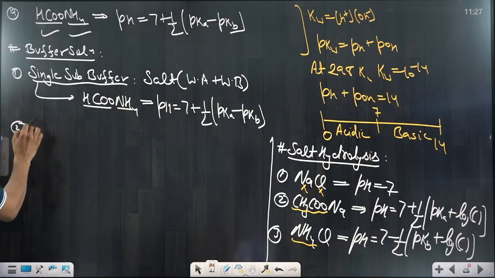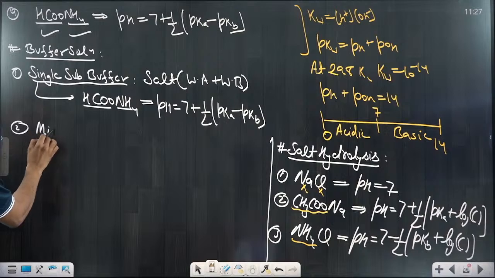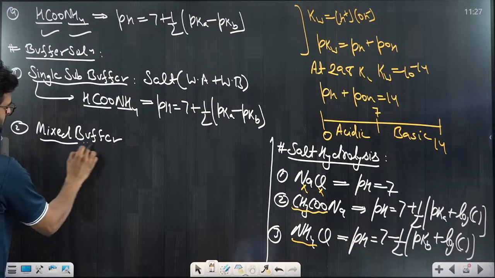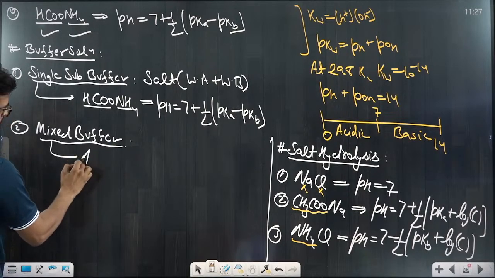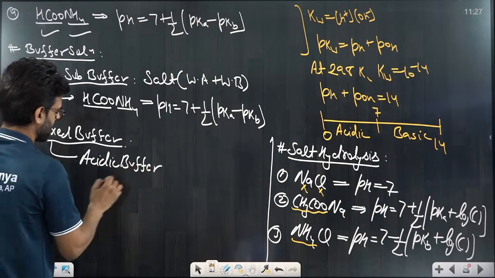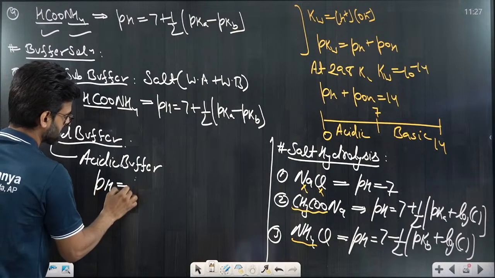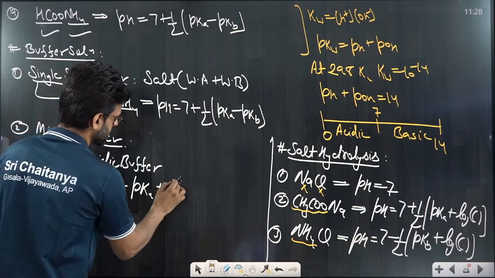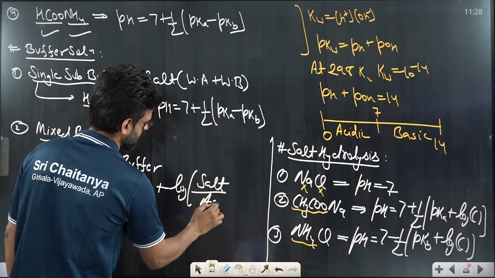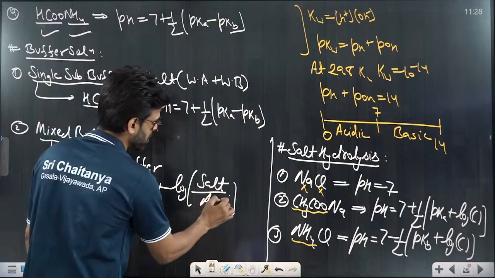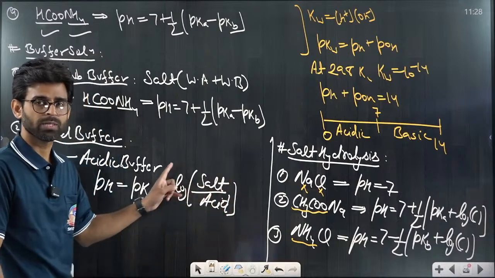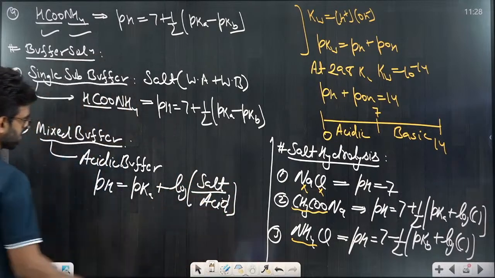Now if you talk about the mixed buffer, there are two types of buffers we know. One is the acidic buffer, and the acidic buffer has the formula pH equals pKa plus log salt by acid. Be careful, always take normality of salt, not the molarity. Take normality, because I need ions here, not the salt. I need the common ion which is with the acid, right?